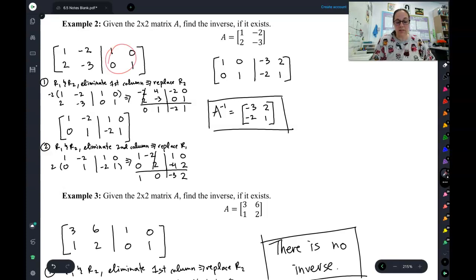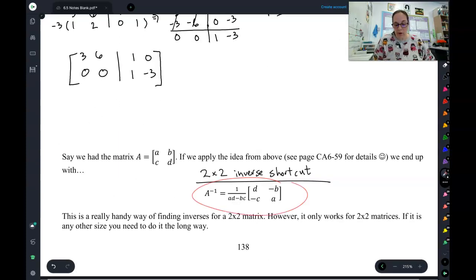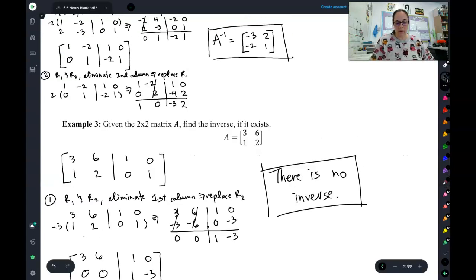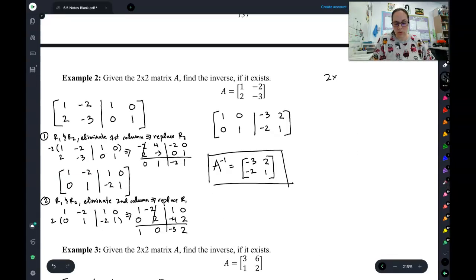Whether you put it next to the identity matrix and get it to flip, or you memorize this rule and apply this rule, you will get the same answer either way. And let me show you how that works. So I'm going to rewrite our matrix inverse rule, the 2x2 inverse shortcut, right up here.